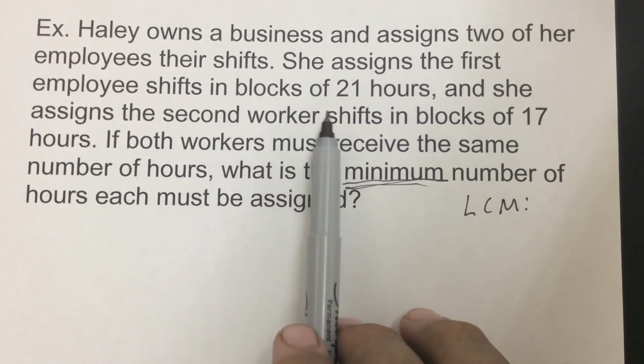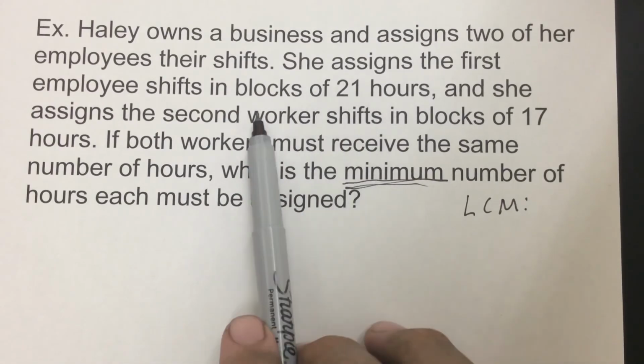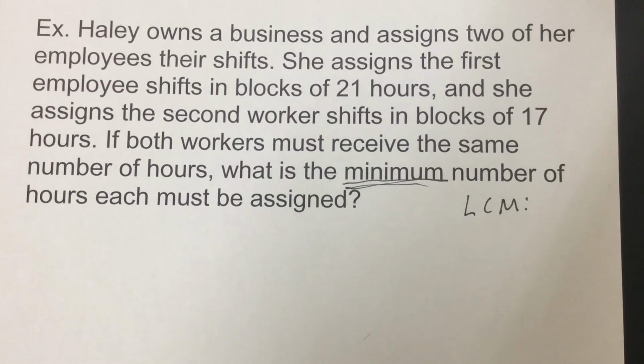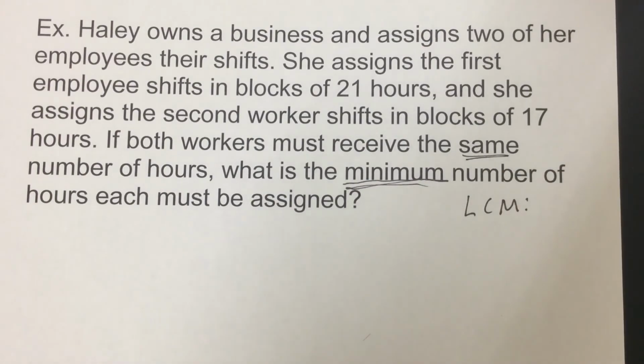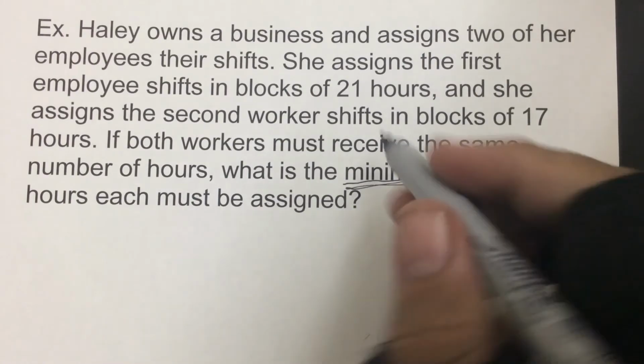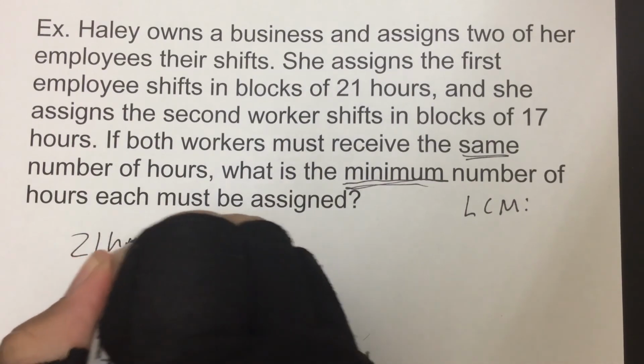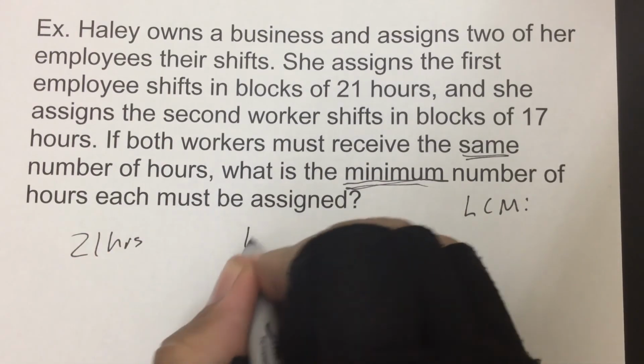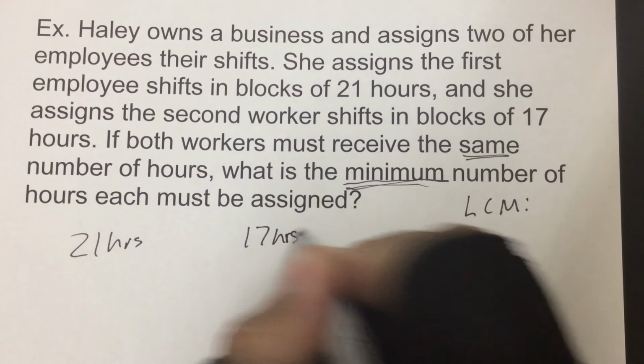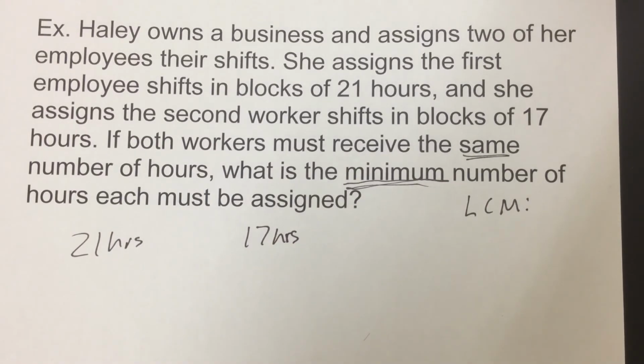They will also talk here of okay, we have sets of 21, blocks of 21. So we'll have groups of, if we're talking groups, we're going to be in groups of this. How do we make this the same? Again, same, another kind of keyword going with least common multiple. So, what do we know? Well, we know the one's going to be 21 hours. The other one's going to be 17 hours. So, we need to find the least common multiple.